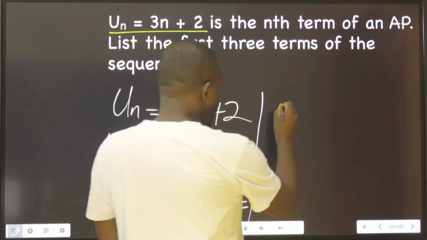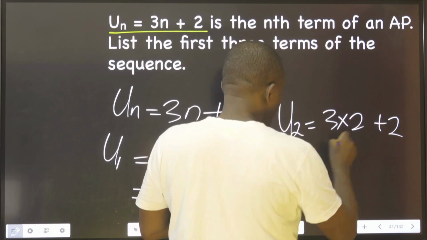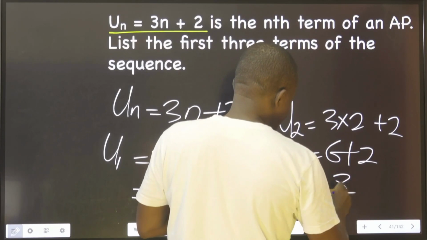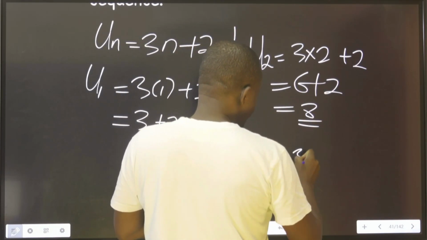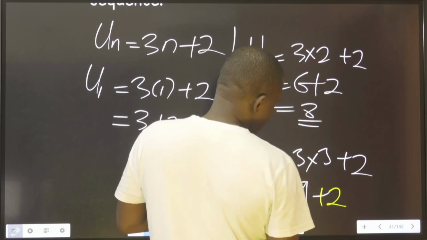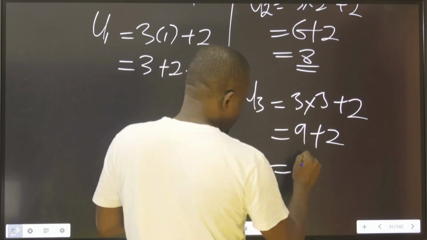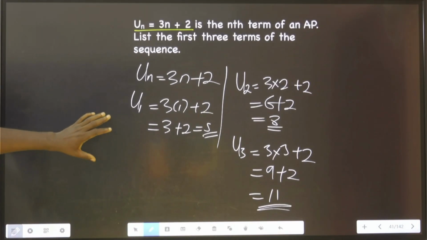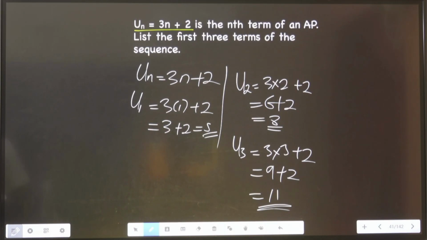To get the second one, say 3 multiplied by 2 plus 2, that is 6 plus 2 equals 8. To get the last one, say 3 multiplied by 3 plus 2, that is 9 plus 2 equals 11. Okay? So these are the first three terms for this nth term of an AP.